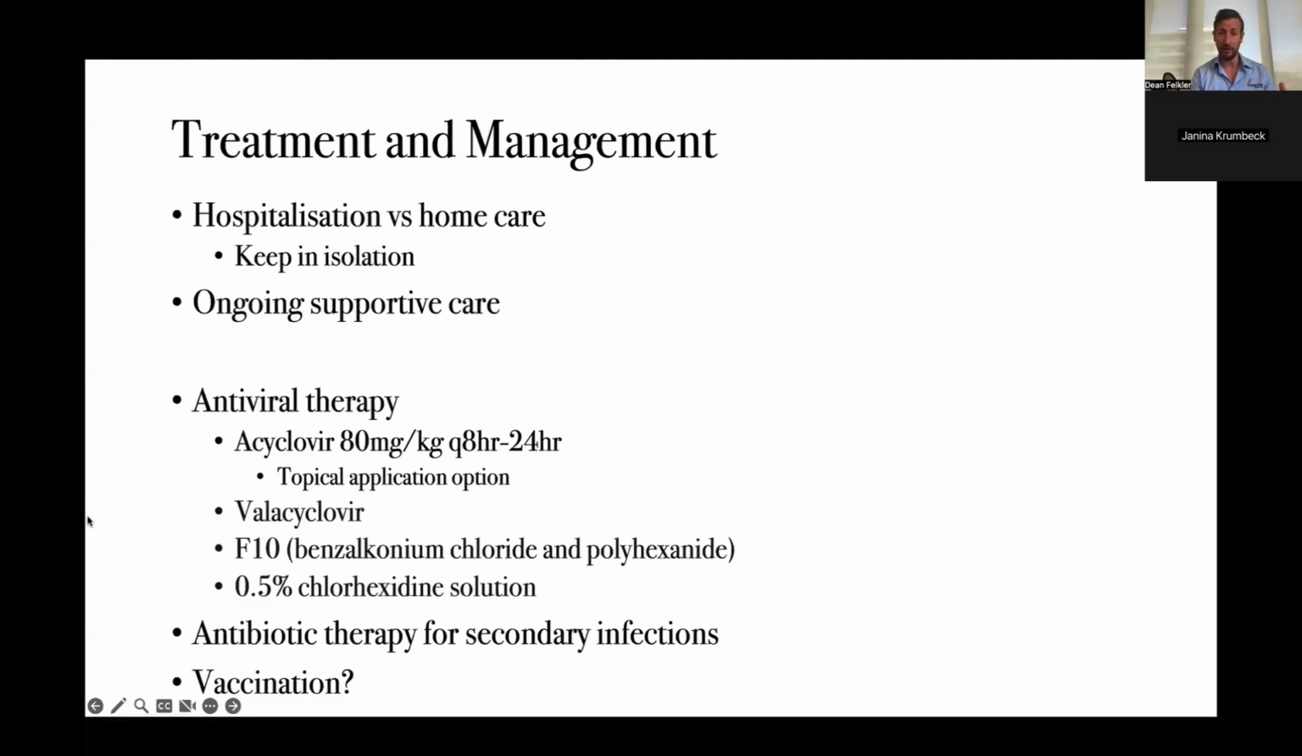You can use F10 again to clean the mouth, flush the nose out as well, or 0.5% chlorhexidine solution as well. And then when they get these virus infections, it's not uncommon for them to get secondary bacterial or fungal infections on board as well. So test for these, and then if appropriate, give antibiotic therapy as well.